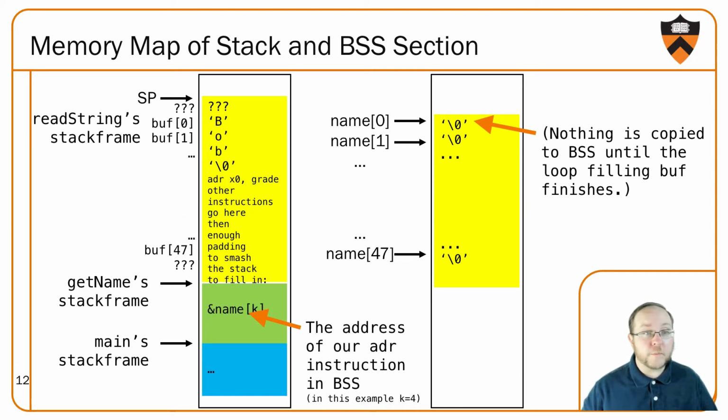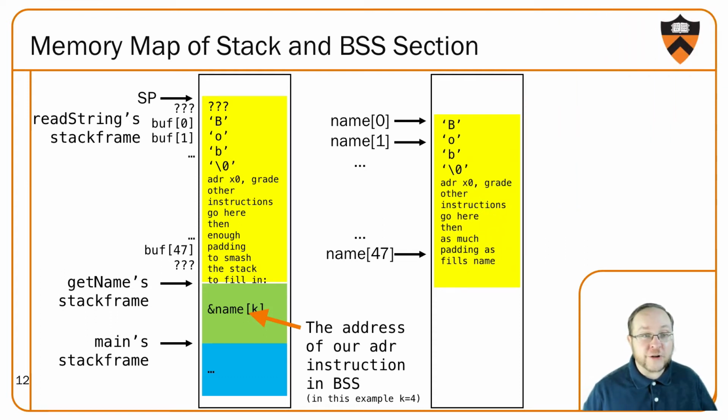So finally, readString's fgetc returns EOF. We've filled the buff with our name, a null byte, the attack instructions, and enough padding to write into getName stack frame, where we have written the address where the ADR instruction will be copied. So now we just have to actually do that, get the data from the stack to the BSS. And that's actually taken care of for us by the second loop, which copies exactly 48 bytes from buff to name. At this point, readString returns to where it got called from, getName.